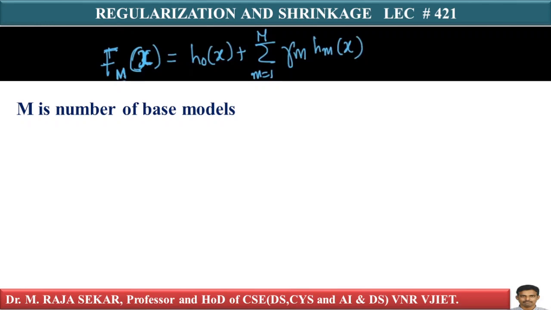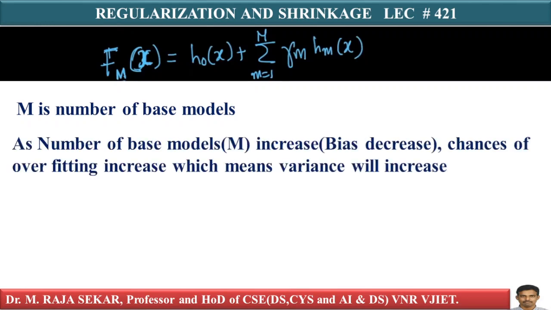Whatever variable we use, as the number of base models increases, what happens? Your chances of overfitting increase, also variance increases. As capital M, the number of base models, increases, your bias certainly decreases. As we saw, variance also could increase. This is how you do bias variance trade-off in gradient boosting decision trees.